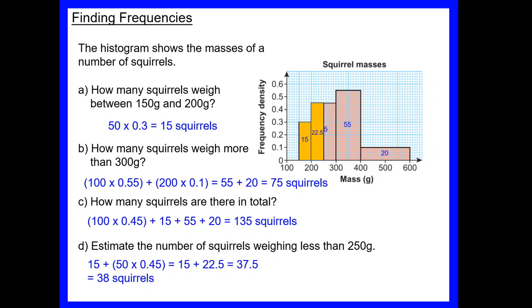Now, we're talking about squirrels, and we don't usually have half a squirrel running around, so we're going to round up to 38 squirrels. So we're told here it's an estimate. Remember, when we use the word estimate, it's because we don't know the actual value. So in this bar here, 45 squirrels could have been spread out anywhere throughout the bar. Okay, we've assumed they've been equally spaced, which is why it's an estimate, because that may not be true. And also we've done some rounding to make sure we have whole squirrels at the end. Make sure you're happy with that before you move on.